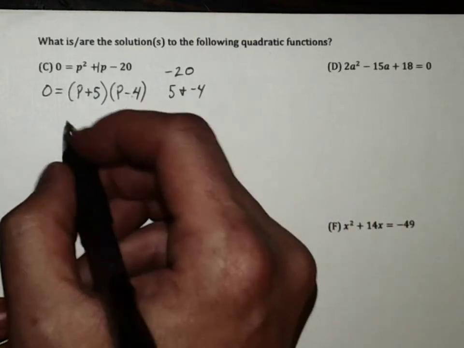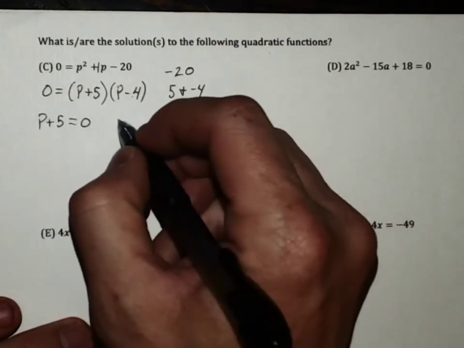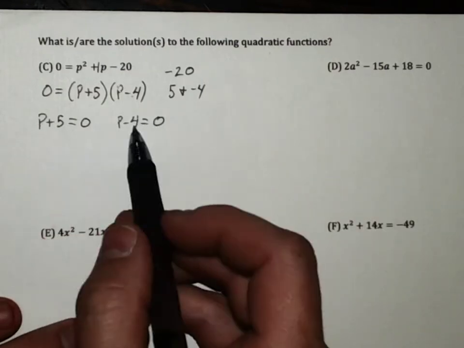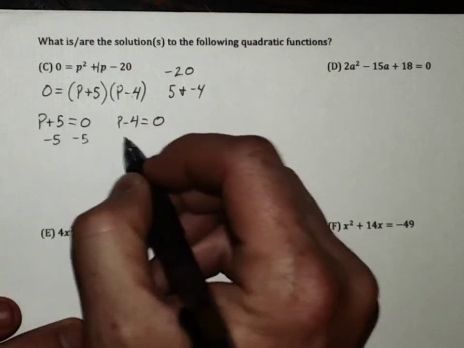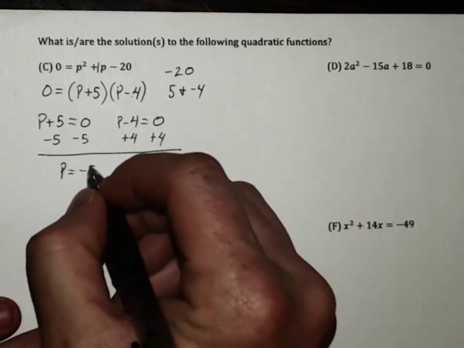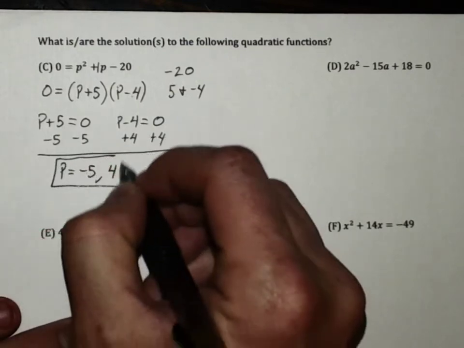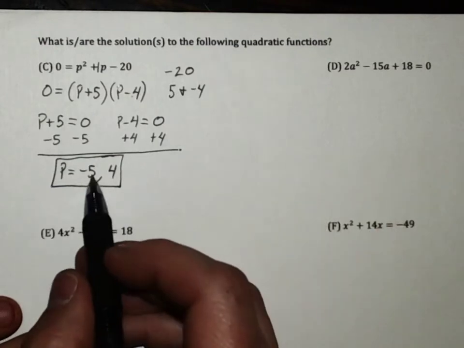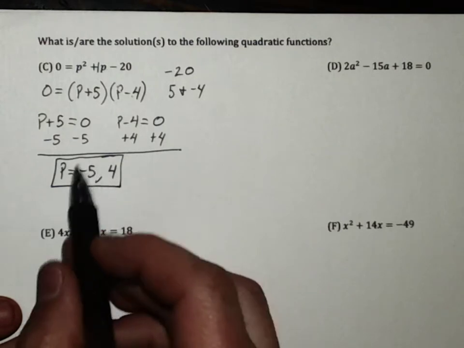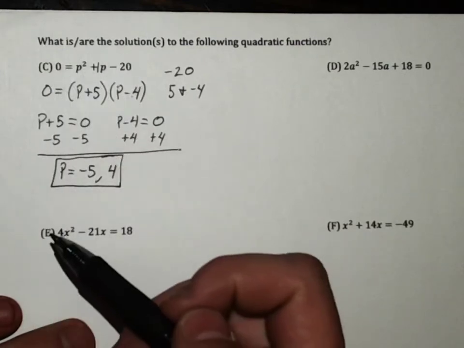We factored it correctly. Take p plus 5, our first factor, set it equal to 0. Take p minus 4, set it equal to 0. Set your factors equal to 0 separately. Subtract over 5, add over 4, and you get our two answers. P equals -5 and positive 4. So this is the location where it crosses the p-axis, or this is the value that makes the right-hand side equal 0.